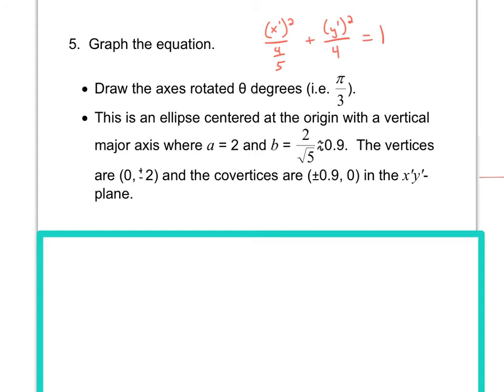Okay, now we need to graph the equation. We have our angle of rotation is pi over 3. And now I need the square roots of these two numbers. So the square root of this one will be 2 over radical 5, which is approximately 0.9. And the square root of this one is 2, which is this number. So A is 2, B is 0.9. And we are going to use those vertices and covertices in our rotated universe. So let's take a look at that.